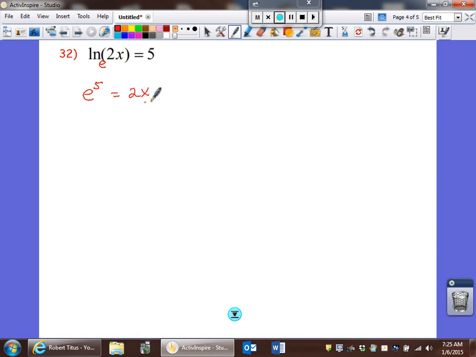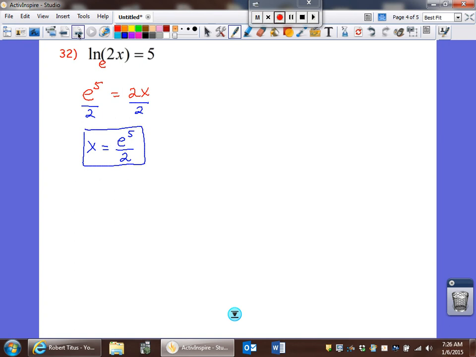To get x by itself, it's a pretty simple move here. All we've got to do is divide by 2. And x turns out to be equal to e to the 5th power divided by 2. And that problem is complete. Nothing else to do on number 32.